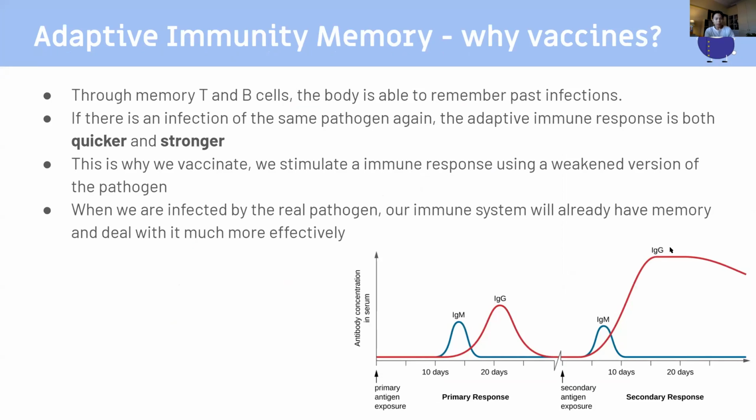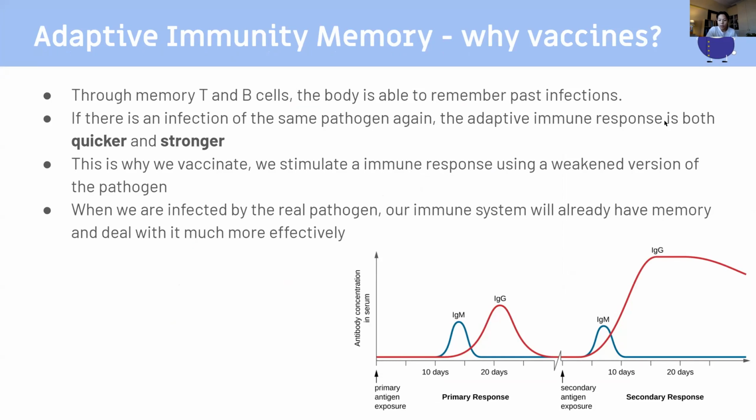Great. So, adaptive immunity memory. This is really important because it shows us why vaccines work. Through memory T and B cells, the body is able to remember past infections. The important thing here is that if there is an infection again of the same pathogen, the adaptive immune response is both quicker and stronger.